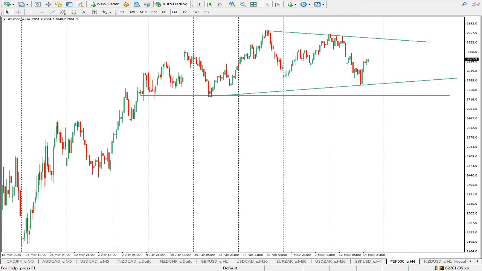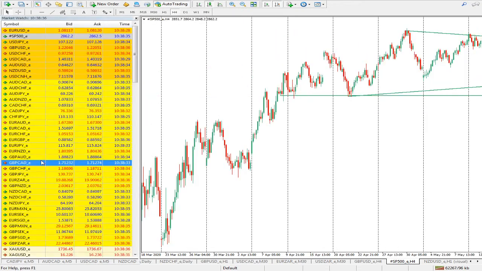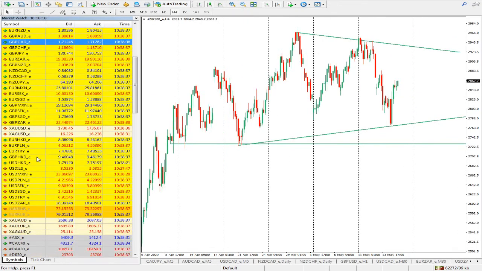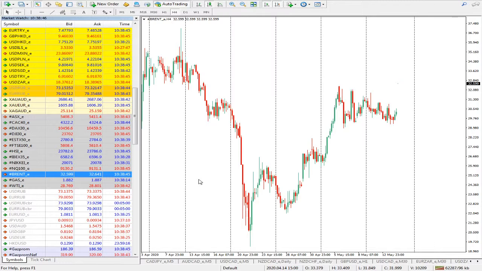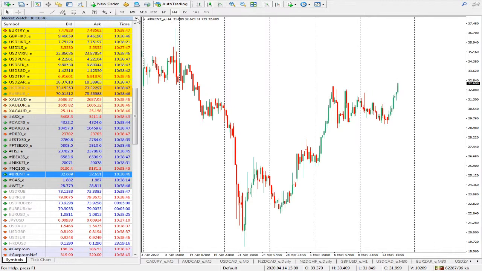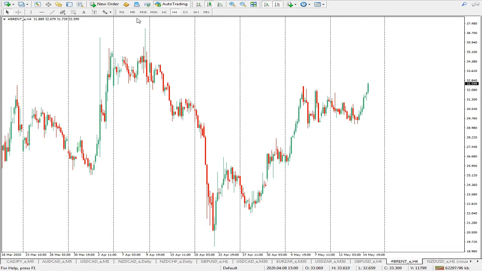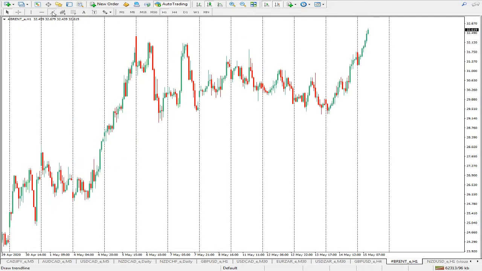So we'll move forward. We'll look at the next symbol. We look at Brent oil. This is Brent oil, and as you can see, the price basically went beyond the trend line. We wanted it to go above. We had a trend line there, if you can remember, and then we also had a trend line from the bottom like this.